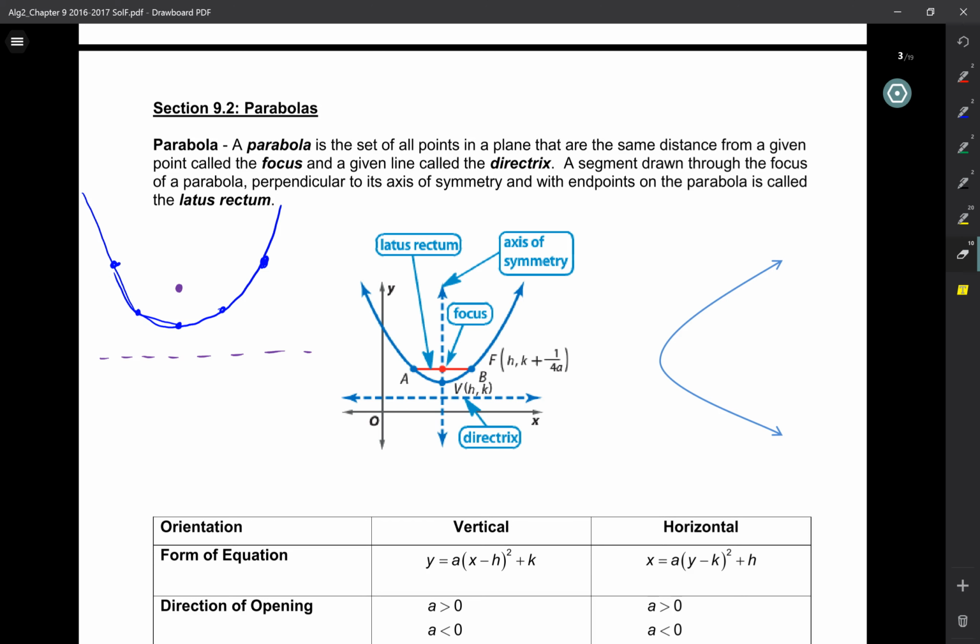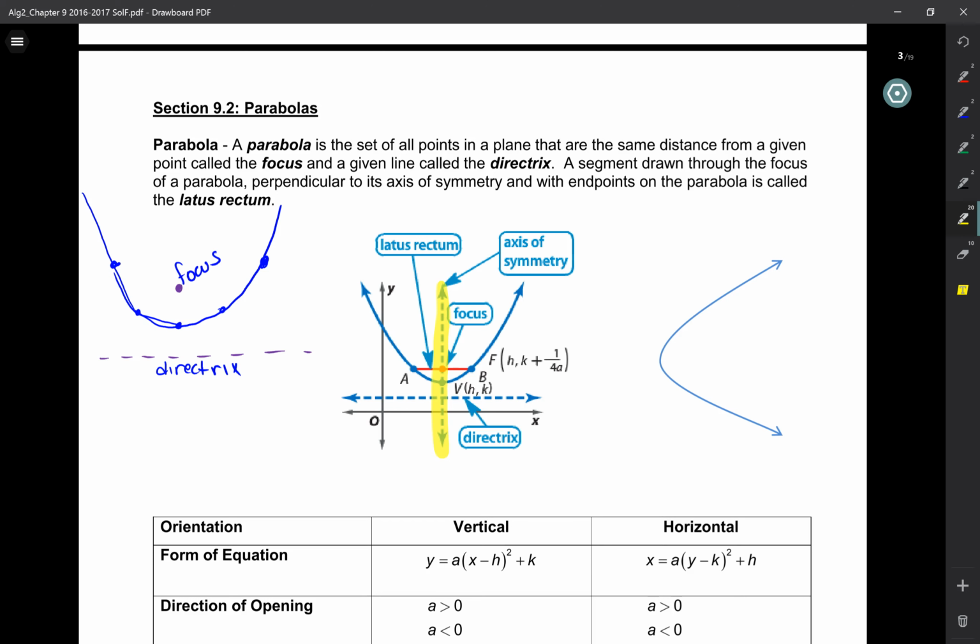Now, that dot, it's not just a dot, it's got a special name. It's called the focus. So every parabola has a focus, all right? And this line down here is called the directrix. So we already knew that you can draw a vertical line through the center of the parabola, through the vertex of the parabola, and that's called the axis of symmetry, okay?